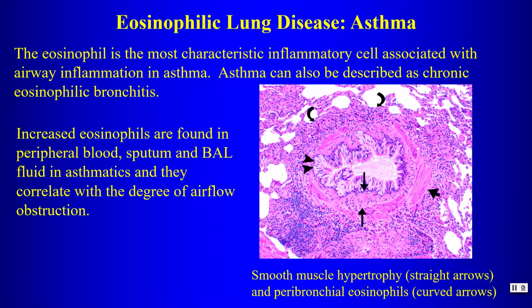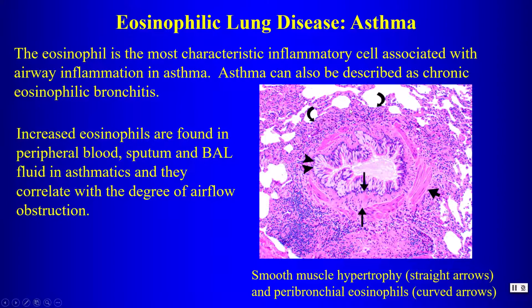Now, asthma is also associated with eosinophilia, and the eosinophil is the most characteristic inflammatory cell associated with the airway inflammation in asthma. So asthma can also be described as chronic eosinophilic bronchitis. The eosinophils will accumulate around the airways, giving you an eosinophilic bronchitis. So you'll have smooth muscle hypertrophy, which are the straight arrows here, and peribronchial eosinophils, which represent these curved arrows.